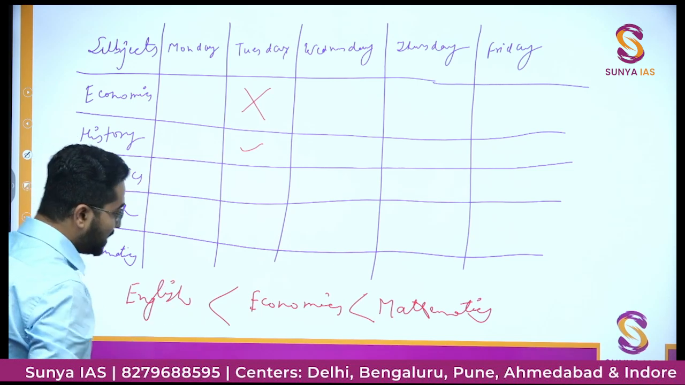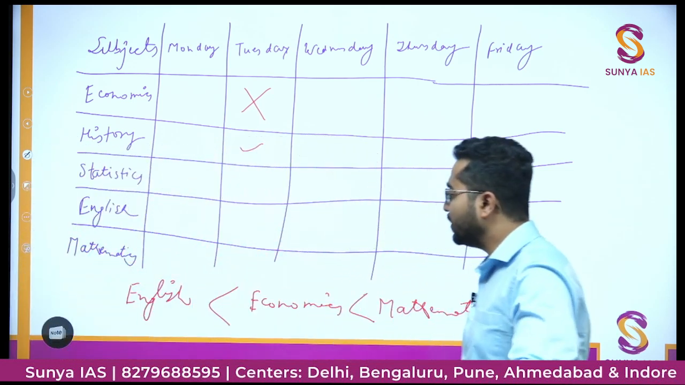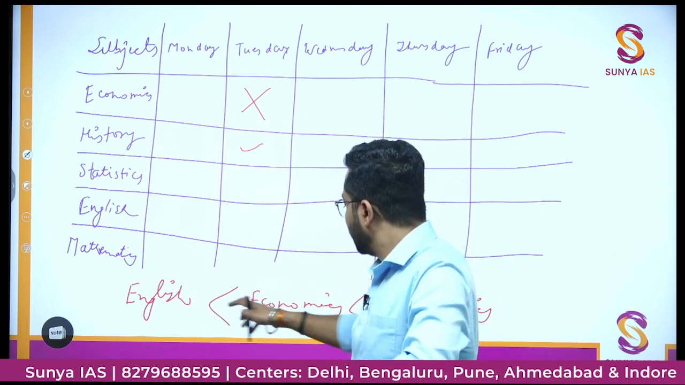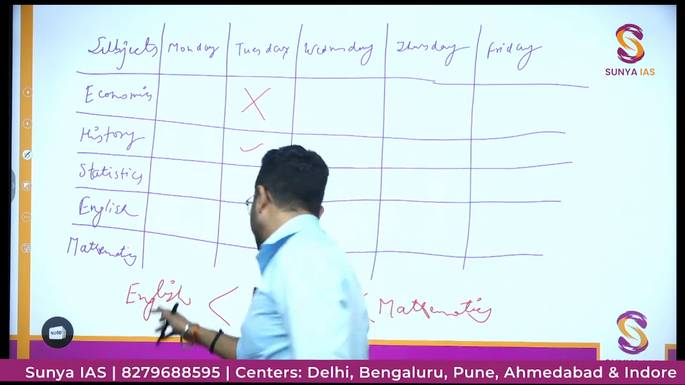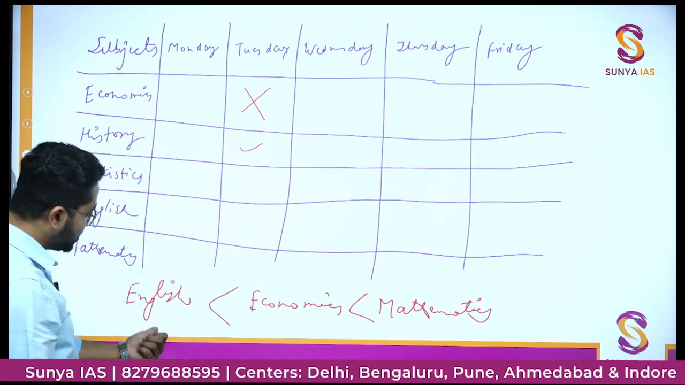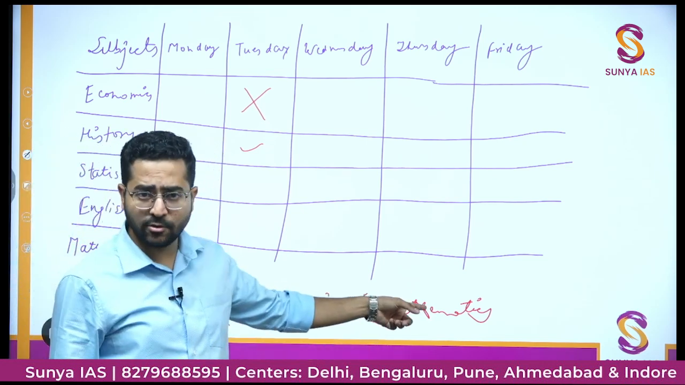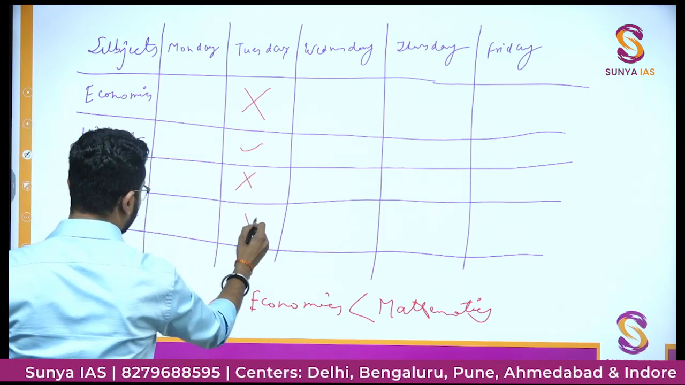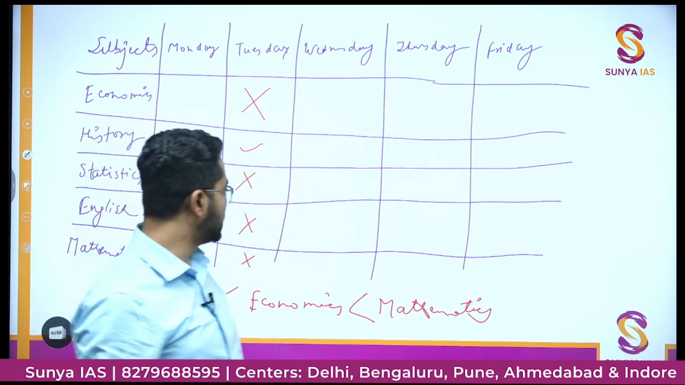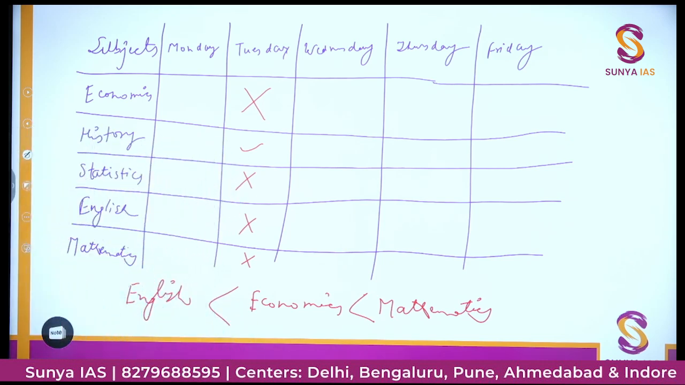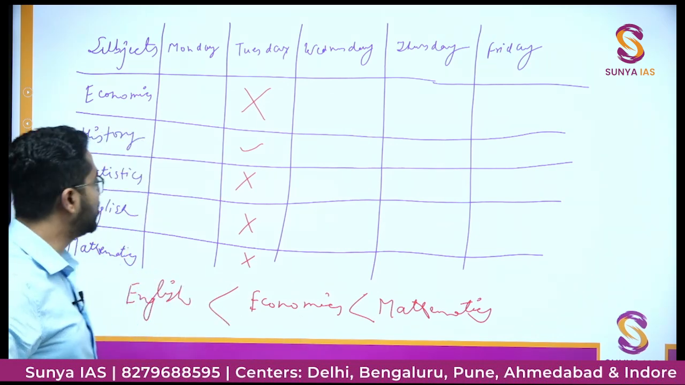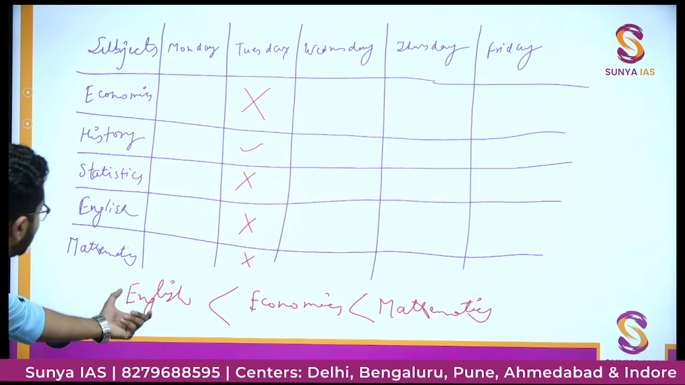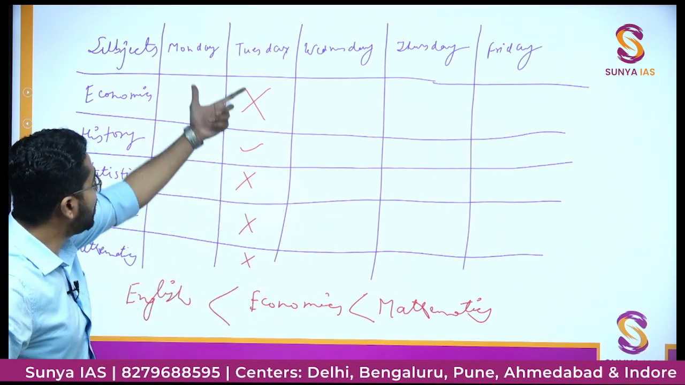So you can see that these 3 lectures will happen on consecutive days. That is, first there will be English, then economics, then mathematics. Let's say this is on Monday, then this will be on Tuesday, and this would be on Wednesday. If this is on Tuesday, then economics would be on Wednesday and mathematics will be on Thursday. Now you need to fill the informations. Acha, history is on Tuesday, then no other subject will be on Tuesday. First will be English, then economics and mathematics, on consecutive days.